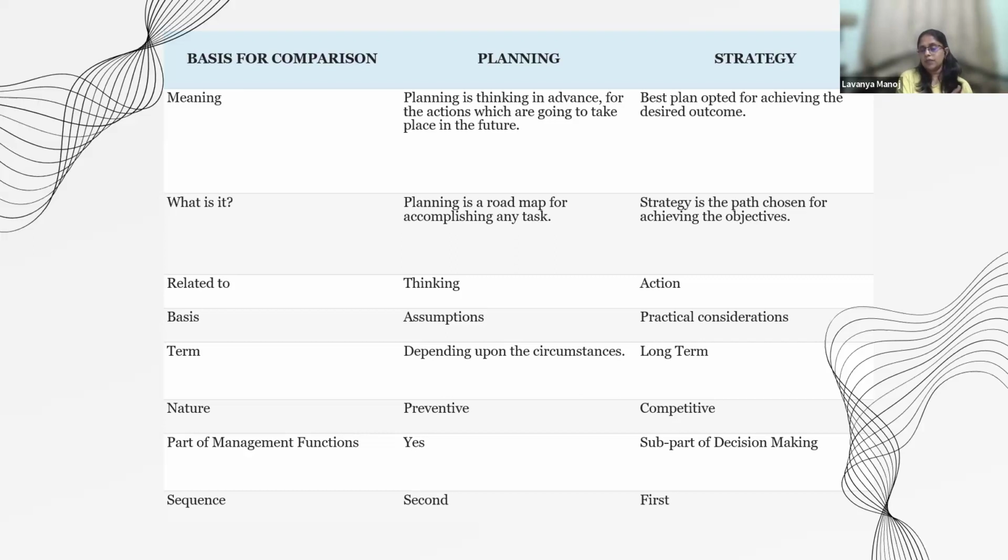First, everything is made ready, the resources and everything. Based on the resources available, you do the planning. So this comes second. Strategy comes first, then comes the decision making, the tackling of all the problems. So these are the comparison bases between planning and strategy.